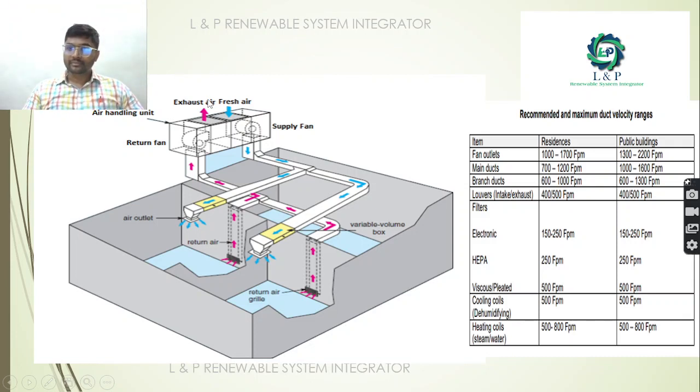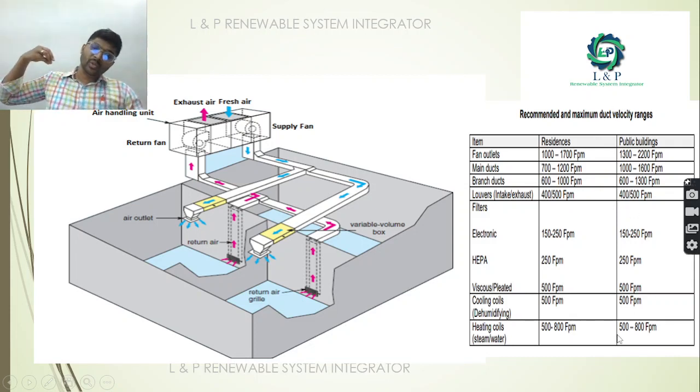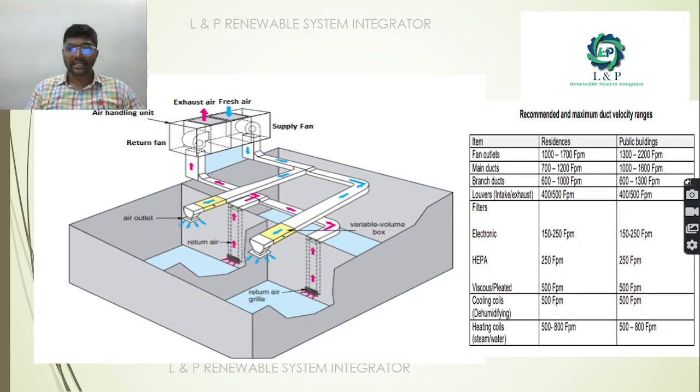So these are the recommended maximum duct velocity ranges. If you are going for a fan outlet, this is the range. If you are going for residences or public places, this is the duct velocity range that you need to use. In the same way for main ducts and branch ducts, filters, cooling coils and heating coils, these are the duct velocity ranges. At this speed only the air should go inside and come outside.